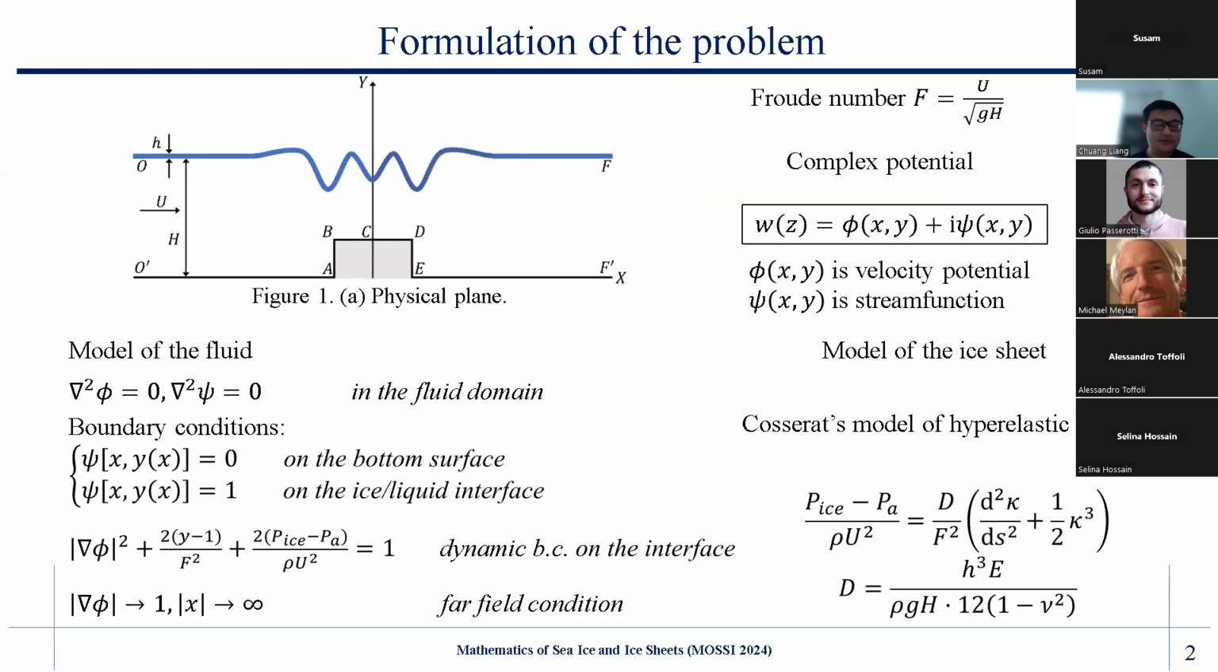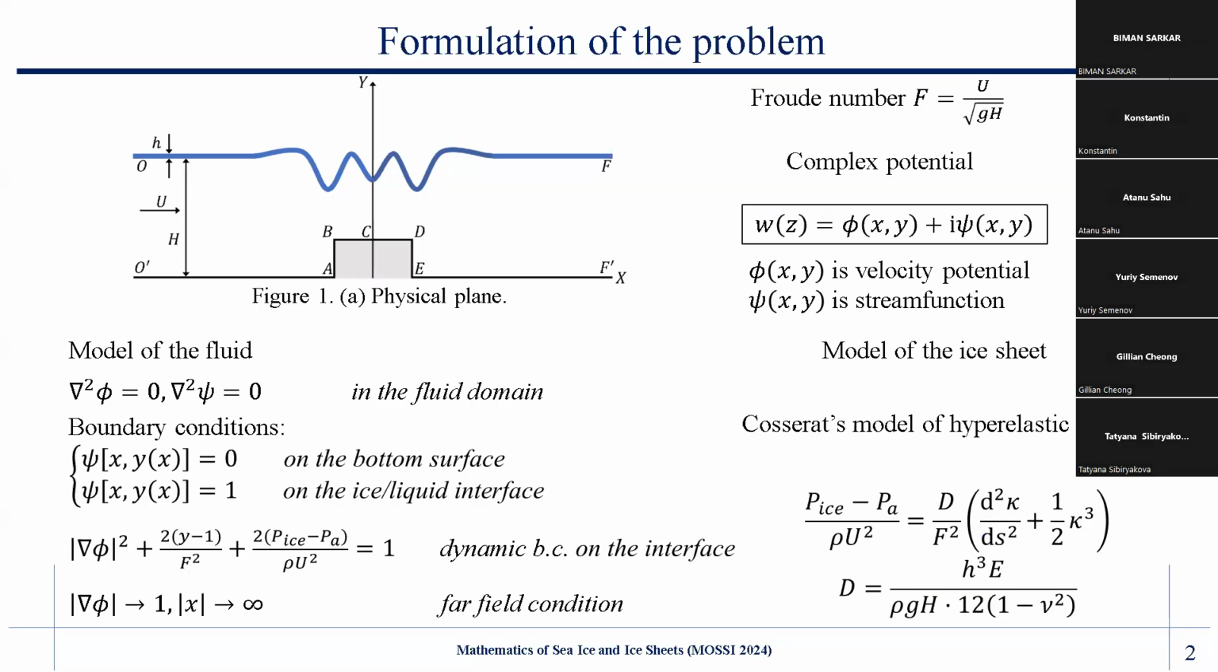So we introduced the Froude number based on the depth of the channel. Complex potential includes velocity potential and the stream function. They both satisfy the Laplace equation in the fluid domain. The boundary conditions can be presented through the stream function. On the bottom, psi is constant and equal to 0. On the interface, the stream function is also constant, but equals unity.